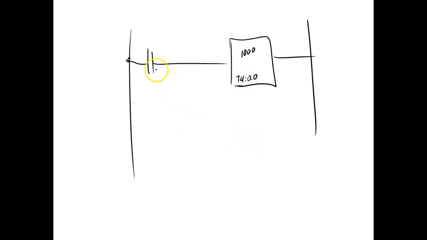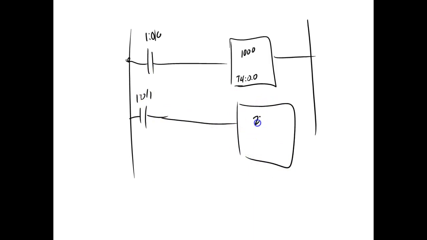:0.ACC, and you push the button right here. So this would be like input 0/0, and then we had one down below that, which was input 0/1, and then we had another move instruction that had maybe 2,000 in the source, and then we went to T4:0.ACC. So if you press this button, it would load it with 1,000. If you press the other button, it would load it with what?